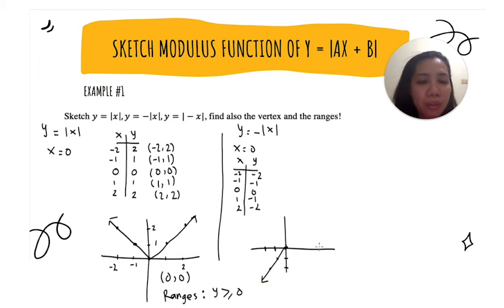Now let's see from the right side. Supposedly this is 1, this is 2. So 1, -1 is in here, and then 2, -2 is in here. So we can connect them with a straight line like this. Okay. This is the graph of y equals minus absolute value of x.